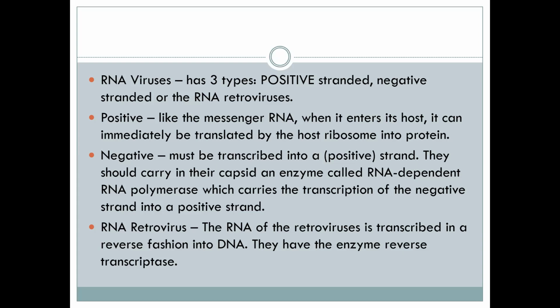Okay? However, the RNA of the retrovirus is transcribed in a reversed fashion into DNA. So RNA should be converted first into DNA. The enzyme responsible for doing that is the reverse transcriptase. Once it's already DNA, your DNA already has the positive strand and the negative strand. Only the positive strand is being used to transcribe new viruses.